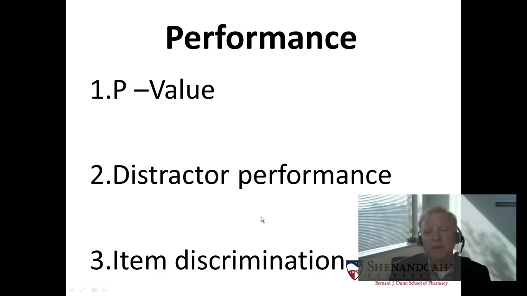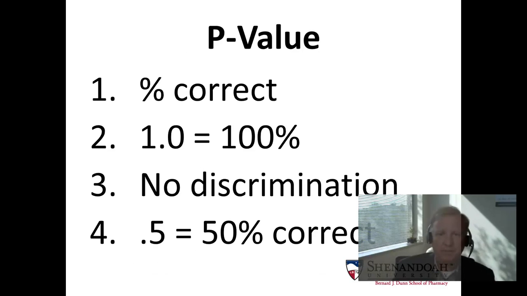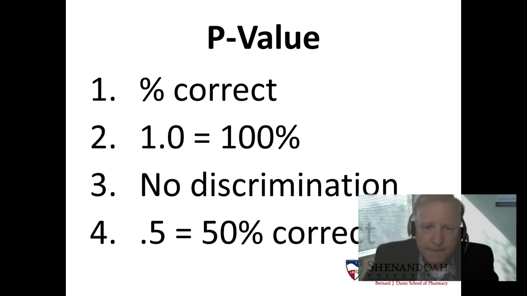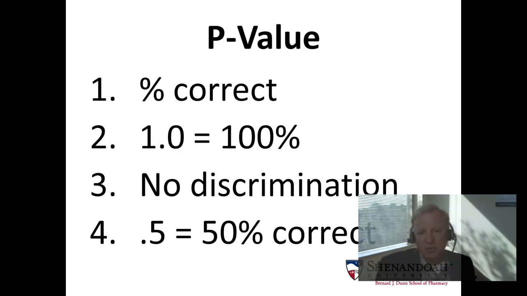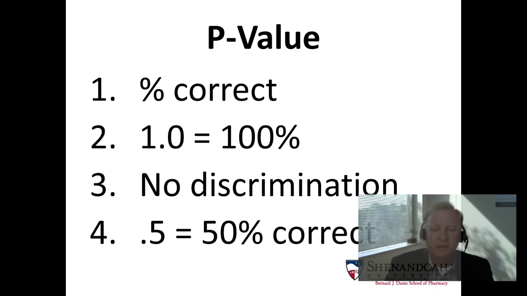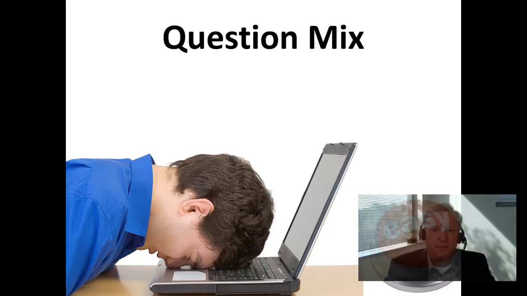So the big three for assessing the quality of an assessment item would be the p-value, the distractor performance, and item discrimination. P-value is, very simply put, the percentage correct. A p-value of 1.0 would indicate 100% correct. Everybody got it right. There is no discrimination in that case. 0.5 would be 50% correct.